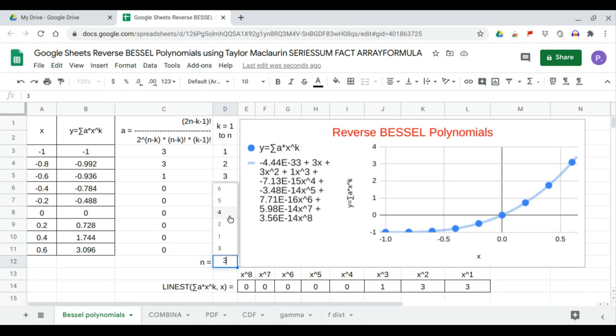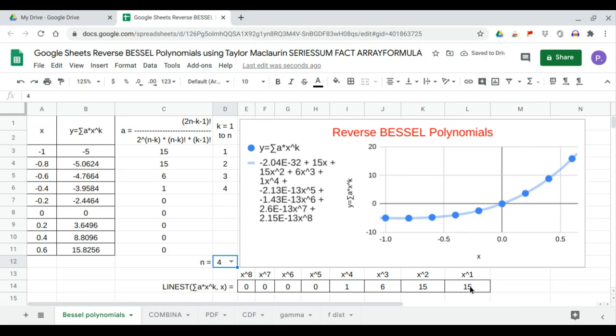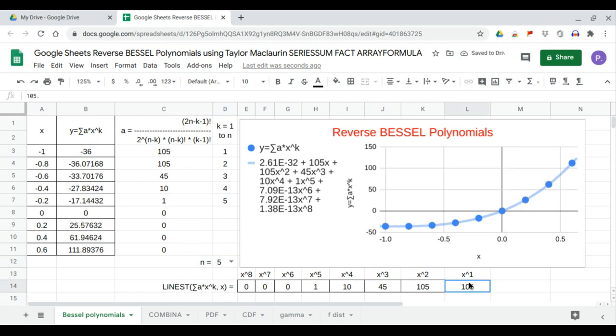At n equals 4, the reverse Bessel polynomial is 15x plus 15x squared plus 6x cubed plus x to the fourth. At n equals 5, that's 105x, 105x squared, 45x cubed, and 10x to the fourth, and x to the fifth.